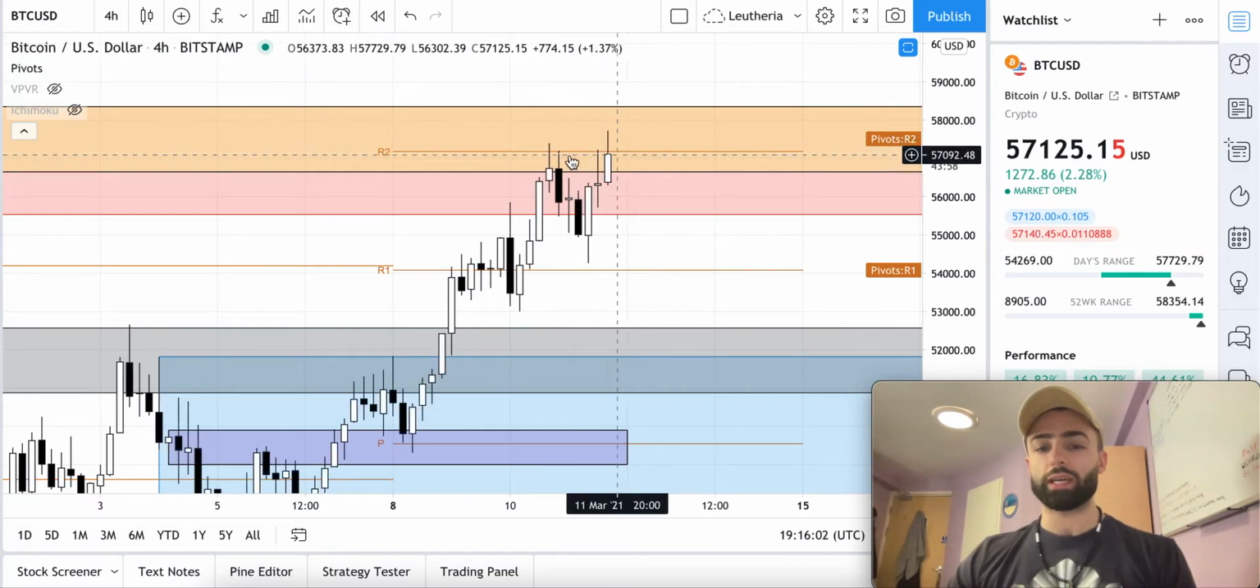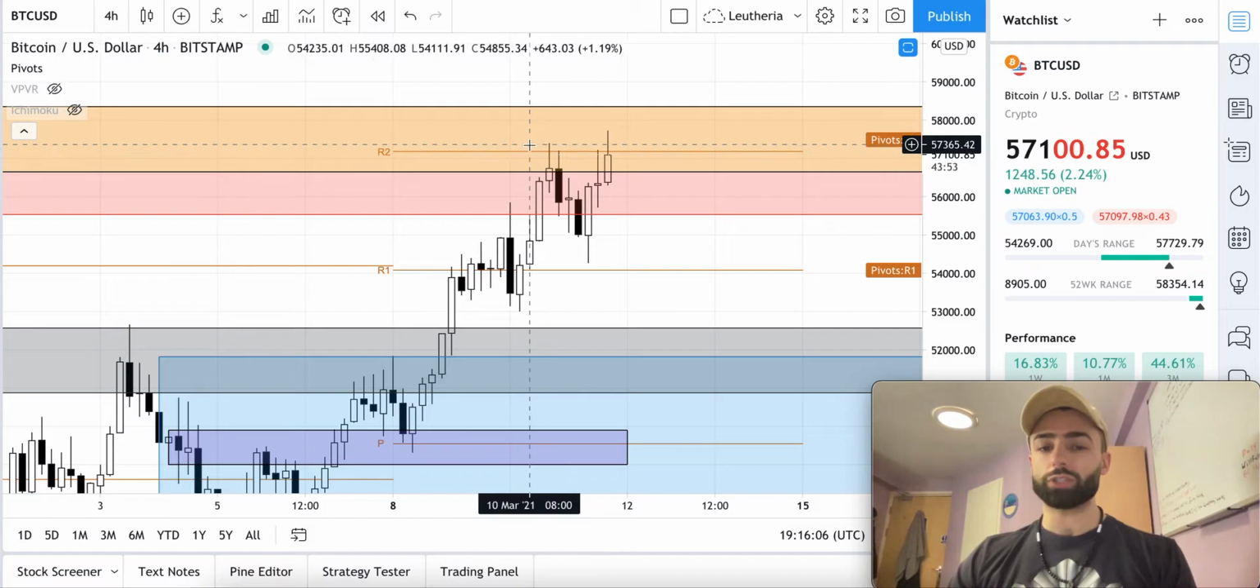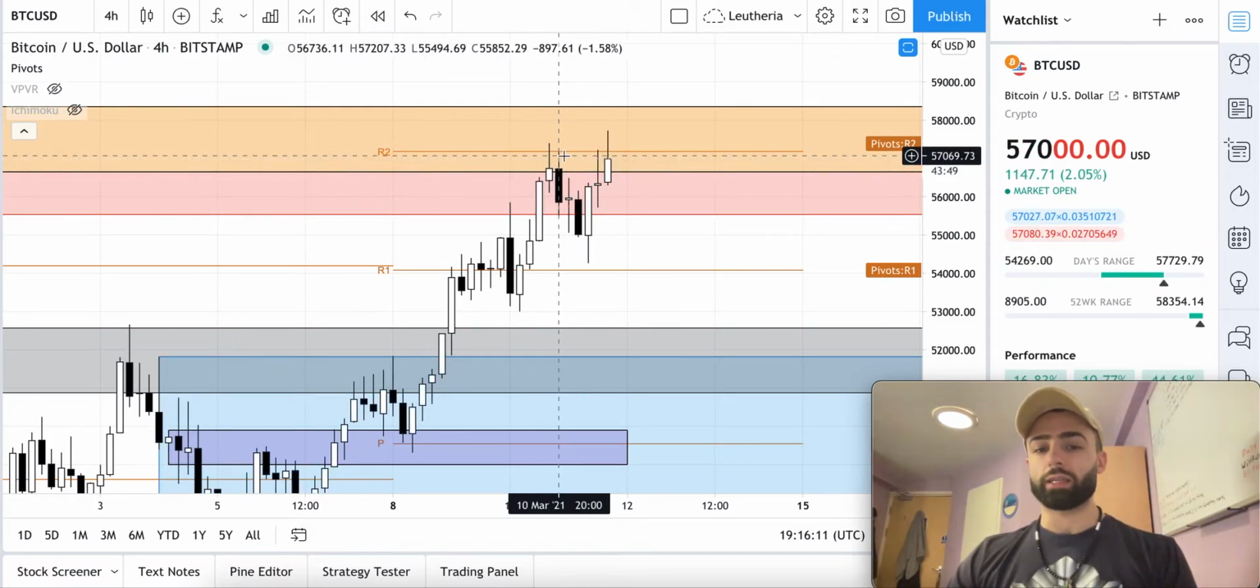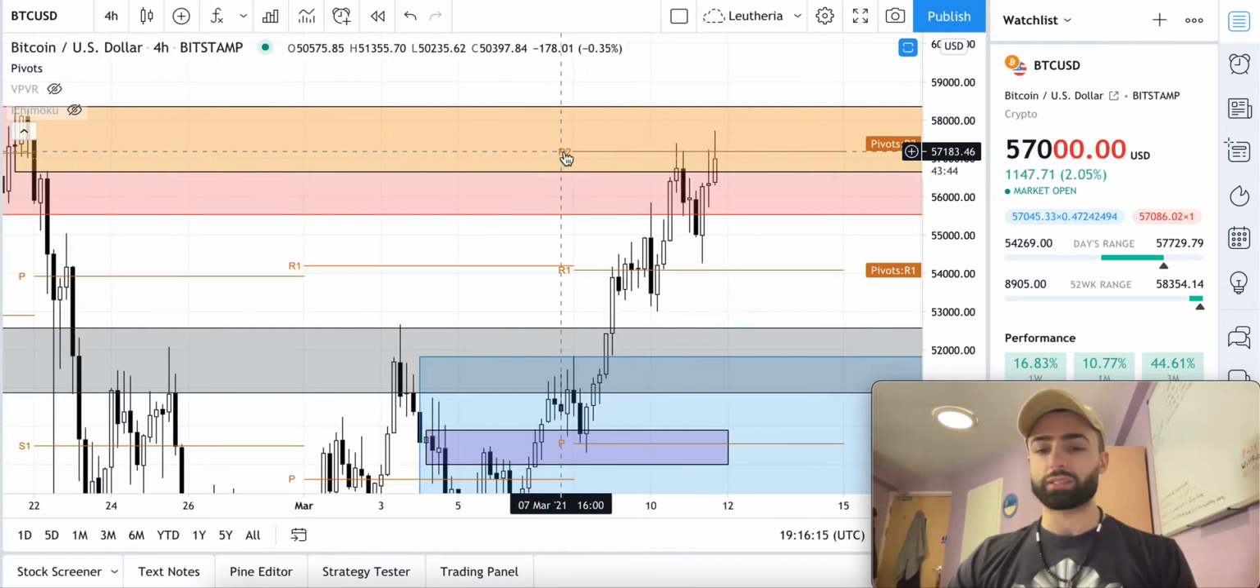So now we are currently trading into the R2 again, and you can see that this level is holding once again as a resistance level. And so people, this is what you want to see when you're using an indicator. You want to see people stepping in and the price reacting to the levels that an indicator is telling you are valid.